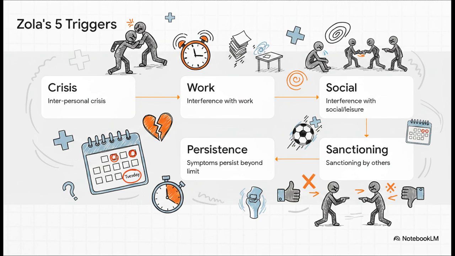Notice that just having a physical symptom isn't the main trigger. People actually accommodate their symptoms. They just learn to live with the pain. The real trigger is a breakdown in that accommodation. It could be an interpersonal crisis, or perceived interference with work, like Kylie finally going to the doctor because her untreated diabetes makes her too dizzy to do her job safely.